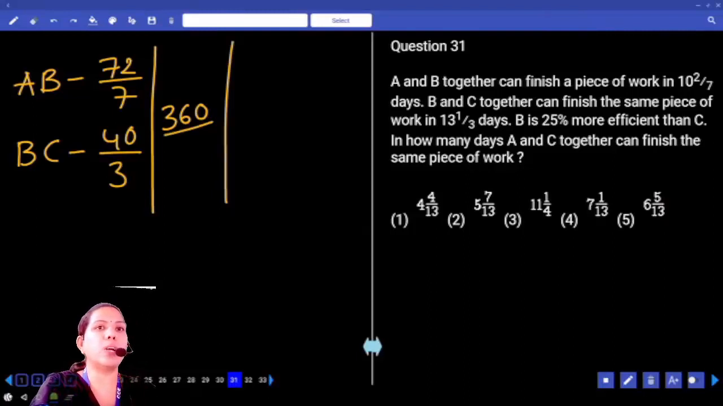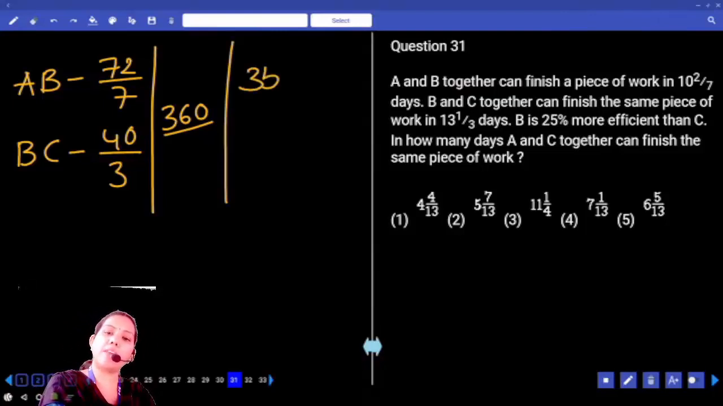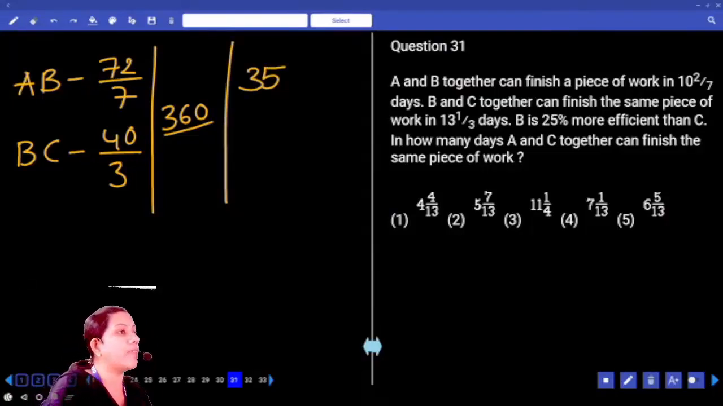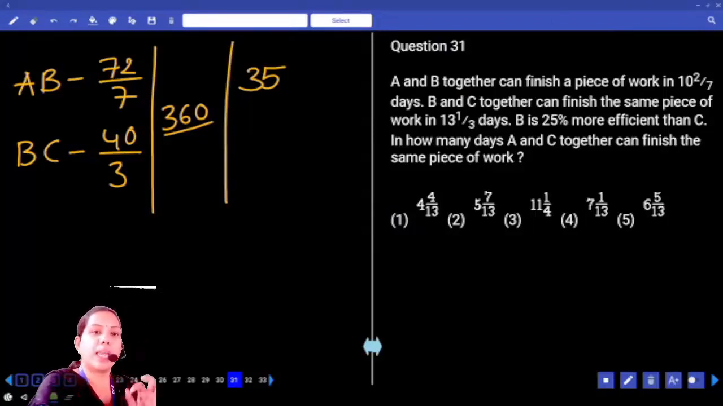And the total work was done by AB together in how many days? 72/7. So 360 by 72, 5 7s are 35. AB together efficiency is 35 units. AB together complete 35 units of the work in one day. Efficiency means work in one day.